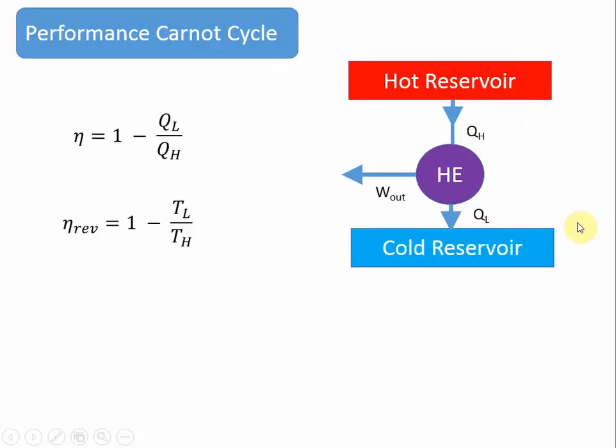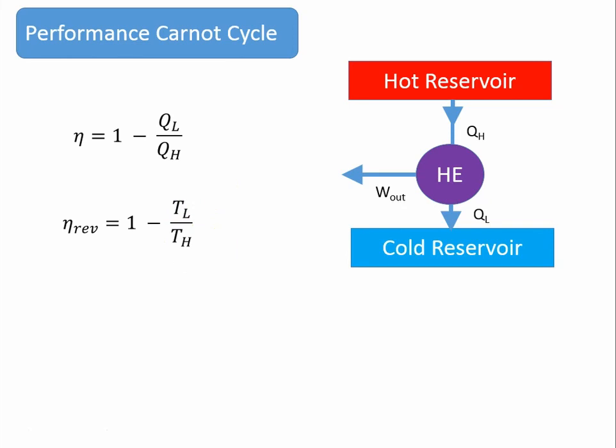If this is a Carnot heat engine, then we know the ratio QL over QH can be expressed as TL over TH. Therefore, we get the equation: the reversible thermal efficiency of a heat engine is 1 minus TL over TH. It's very important to remember that temperatures must be expressed in kelvins, not degrees Celsius or Fahrenheit. Here you can see when the temperature of the hot reservoir increases, efficiency increases, or when the temperature of the cold reservoir decreases, again efficiency increases.